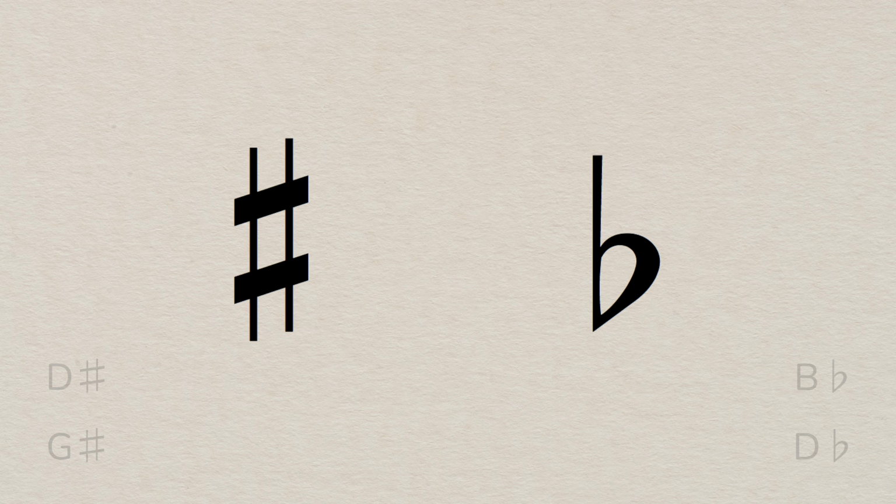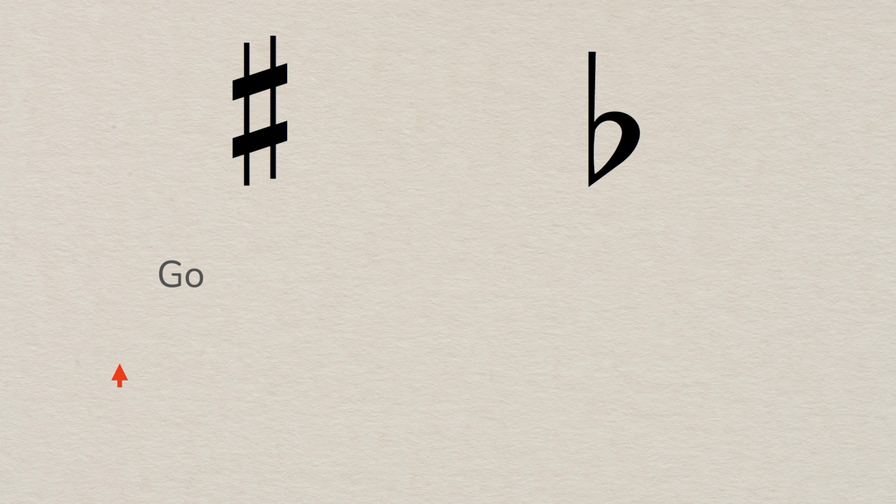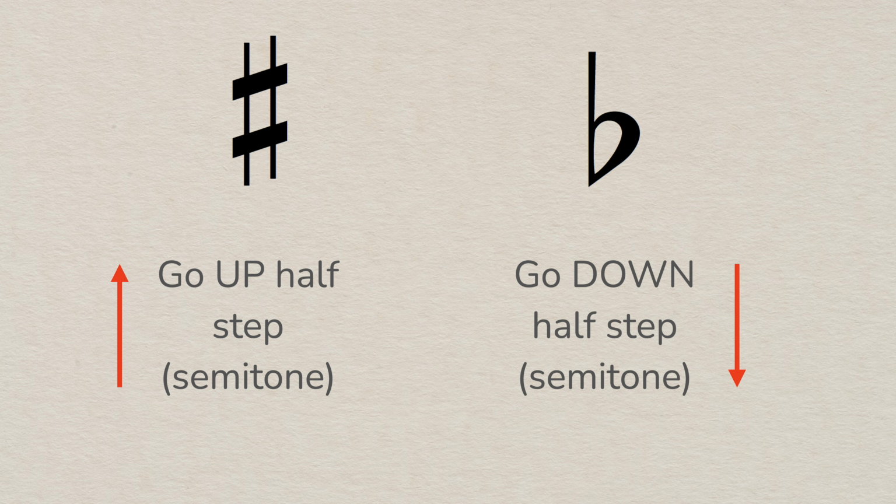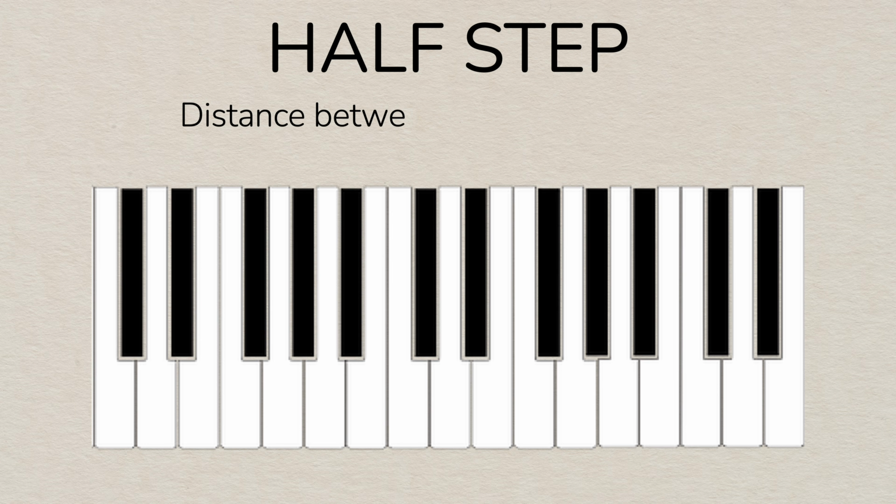The black keys can have 2 names, something sharp, for example D sharp or G sharp, or something flat, like B flat or D flat. When naming the notes, sharp means go up a half step or semitone, and flat means go down half step or semitone. On a piano keyboard, a half step or semitone is the distance between any adjacent 2 keys.